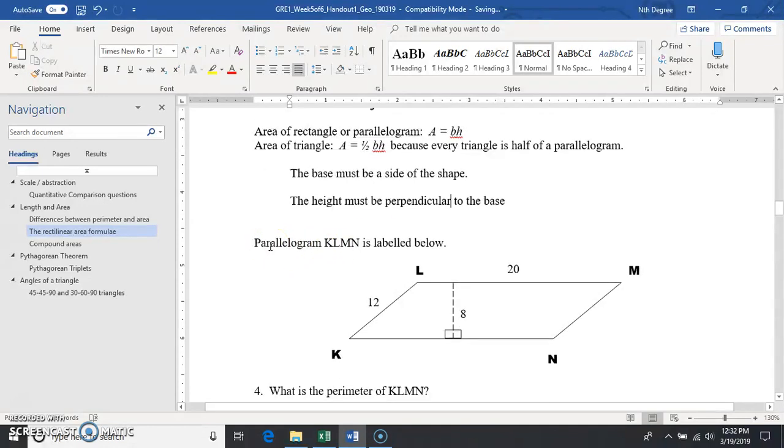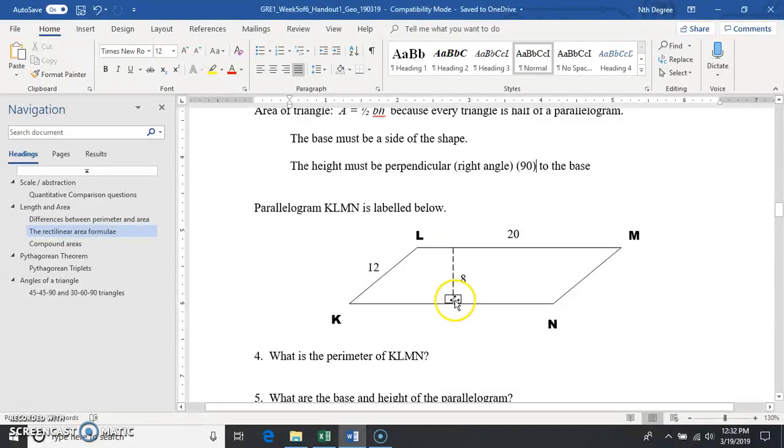So to demonstrate that, let's look at parallelogram KLMN, which is labeled below. I've labeled this side as 20, this side is 12, and here's an imaginary guideline that goes right down the middle, perpendicular to the bottom, and its measurement is 8. By the way, the word perpendicular has synonyms such as right angle or 90 degrees or square symbol.